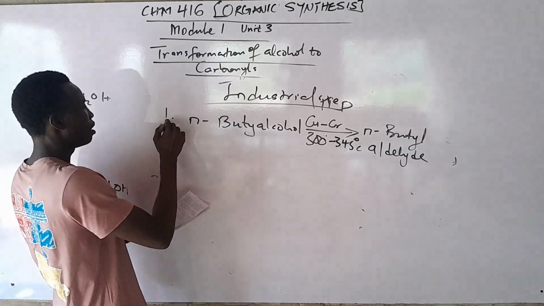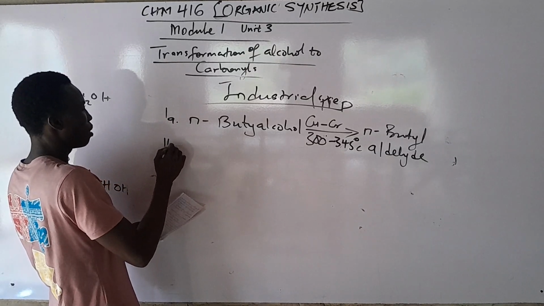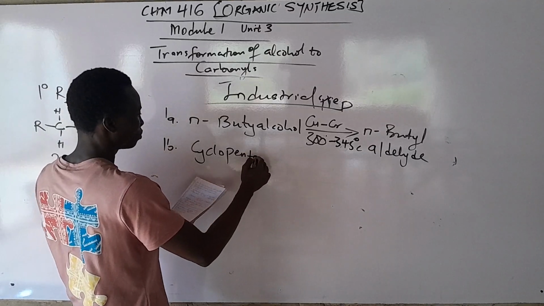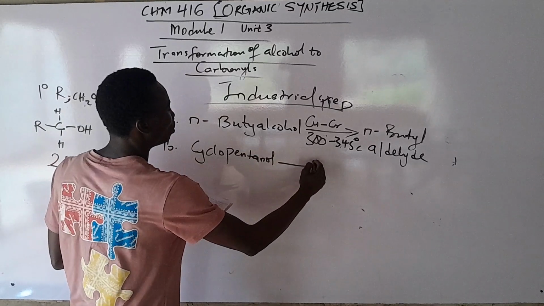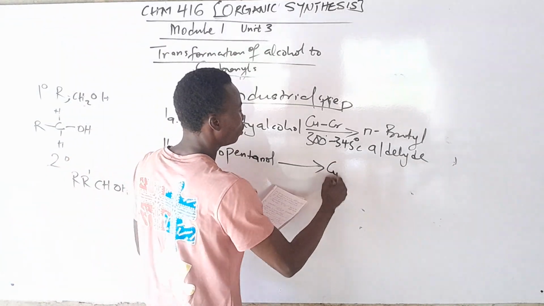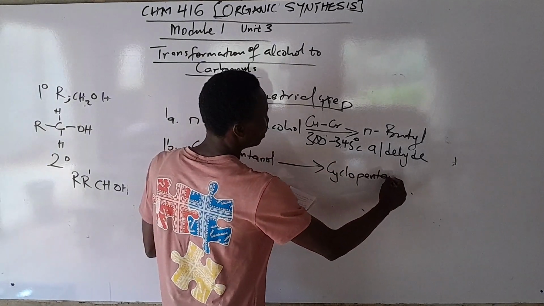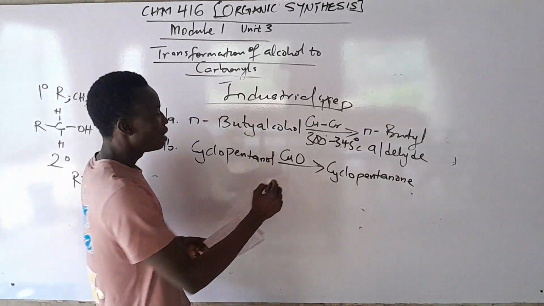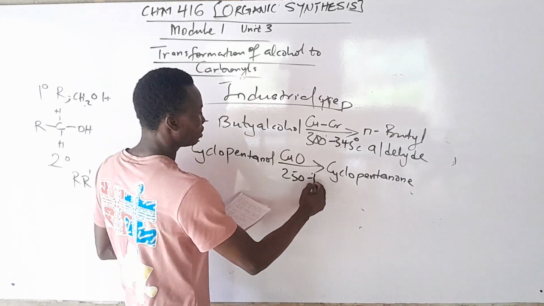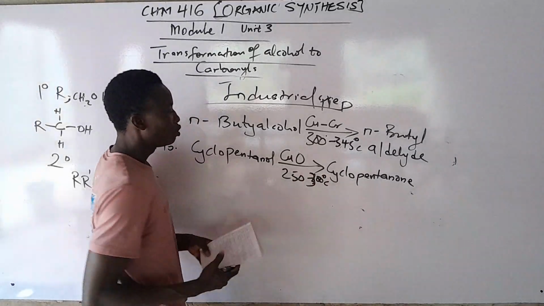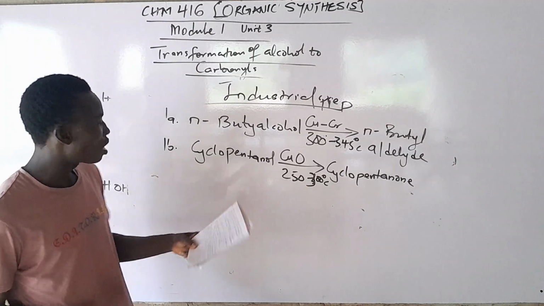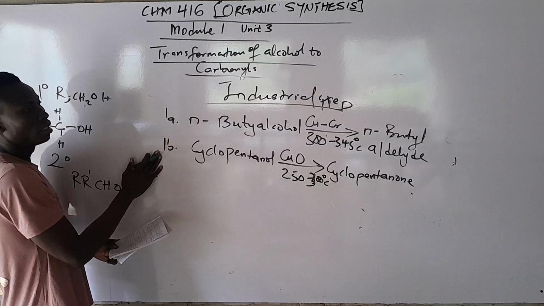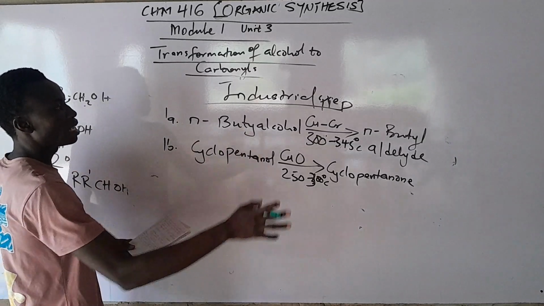We also have this one there. Let's make this 1A. Then we are going to have 1B there: conversion of cyclopentanol into cyclopentanone using CuO as a catalyst. The condition required is 250 to 300 degrees Celsius. And this is this, and this is this over there. So that is under the industrial preparation.